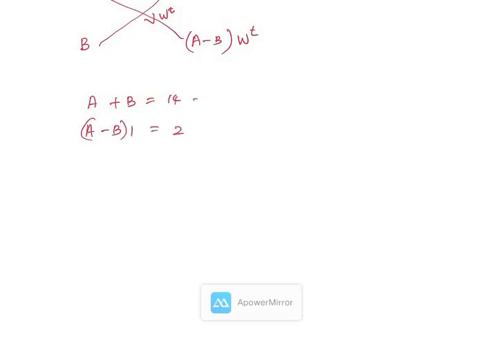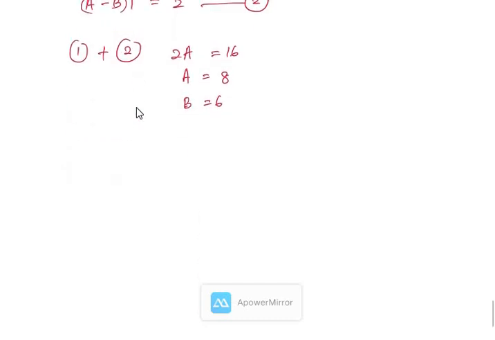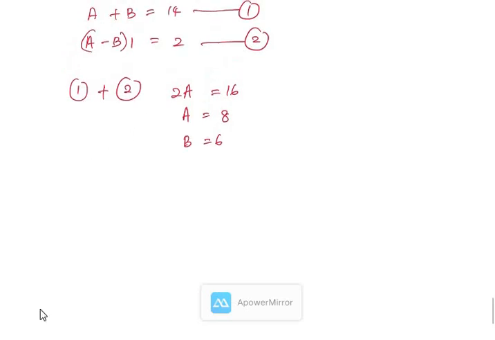I assume this one is equation 1 and I assume this one is equation 2. Now, equation 1 plus equation 2. So 2 plus 2, I got 2A, and B minus B gets 0. 14 plus 2, you got 16. So A is equal to 8. And I substitute the value of A into equation 1. So I get B equal to 6. Okay, so I substitute the values of A and B into the diagram.